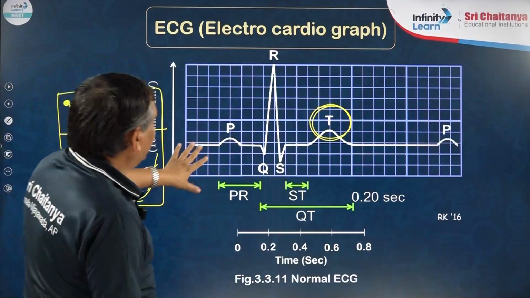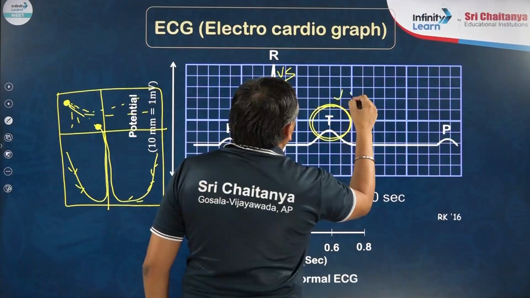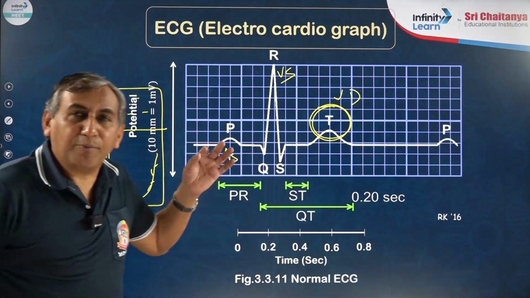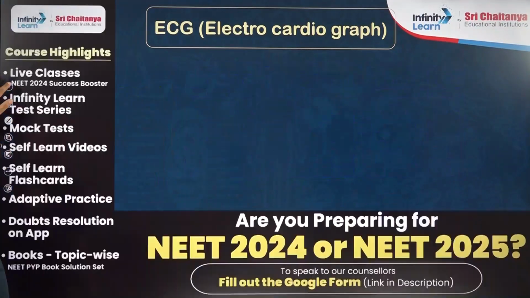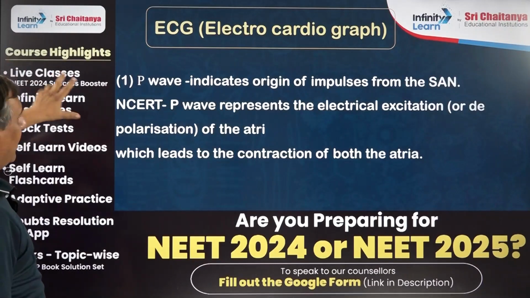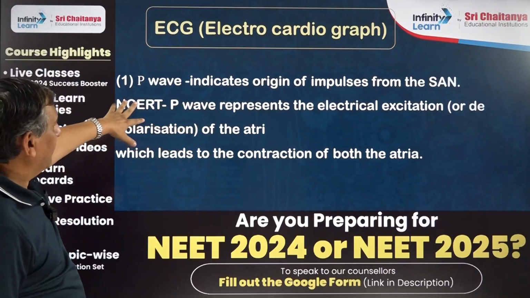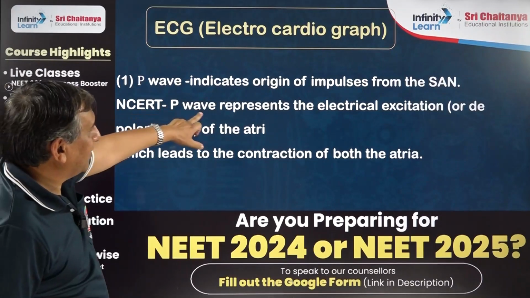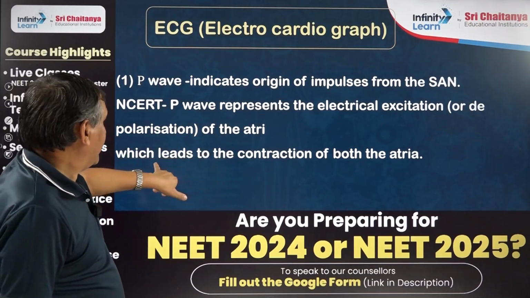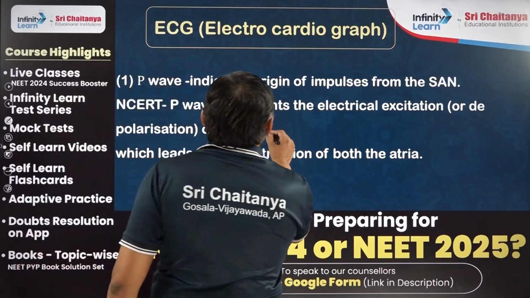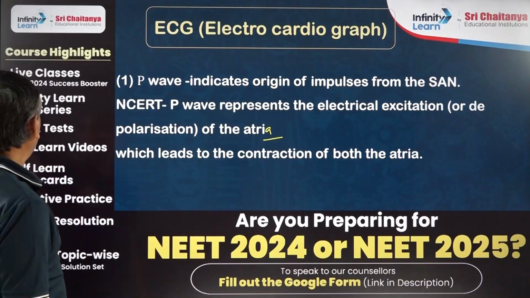So I said P is indicating the auricular systole, QRS is saying about the ventricular systole, and T is saying about the ventricular diastole. It means ECG is not representing auricular diastole. This is the one point I said. P wave indicates origin of impulses from SAN. What is NCERT saying? P wave represents the electrical excitation or depolarization of atria, which leads to the contraction of both the atria. So this is the one point that you have to remember.